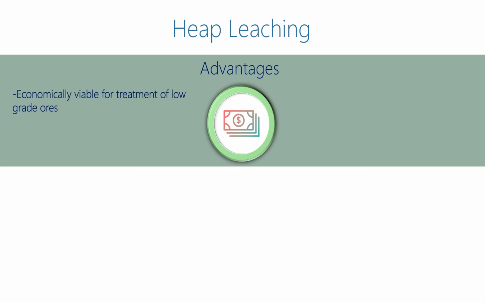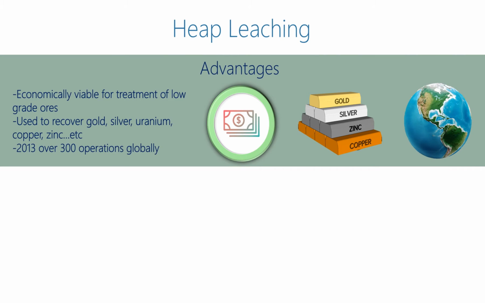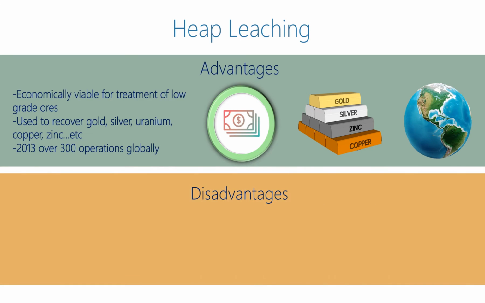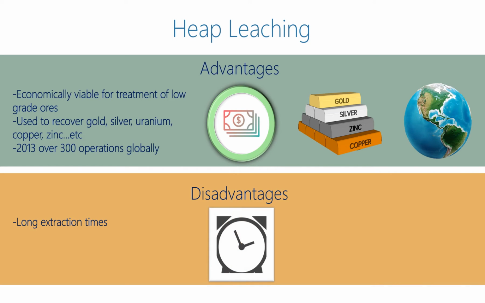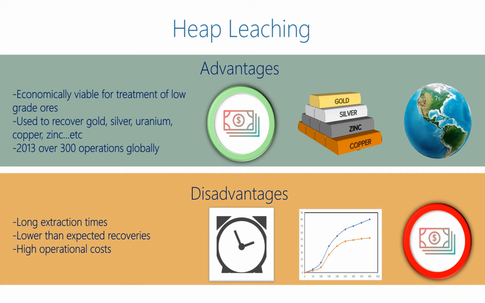Now, heap leaching has the following advantages. It is economically viable in the treatment of low-grade ore. It has been used to recover a variety of base and precious metals, and it is a process that is gaining popularity due to the depletion of high-grade ore reserves around the world. The disadvantages of this process, though, are long extraction times, lower than expected recoveries, and in certain cases, high operational costs.